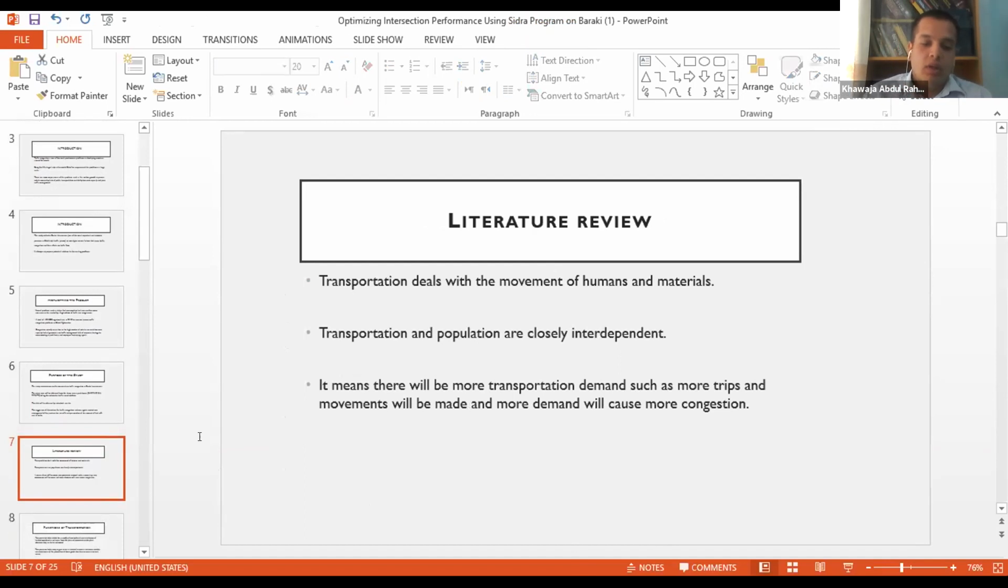In the literature review, we can say transportation deals with the movement of humans, called passengers, and the movement of materials and products, called goods transport. Transportation and population are closely interdependent, as the population grows in urban areas and is expected to rise to 66% by 2050. It means more transportation demand will be needed, such as more trips and movement, and more demand will cause more congestion. Thus, there should be a proper plan to manage transportation to reduce the congestion.